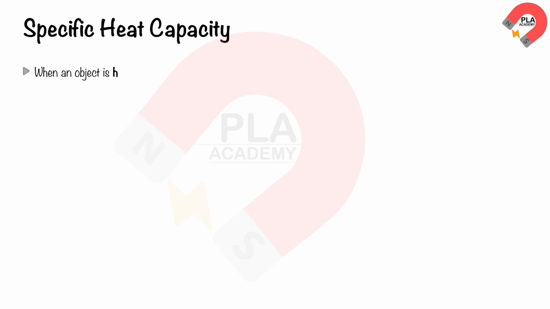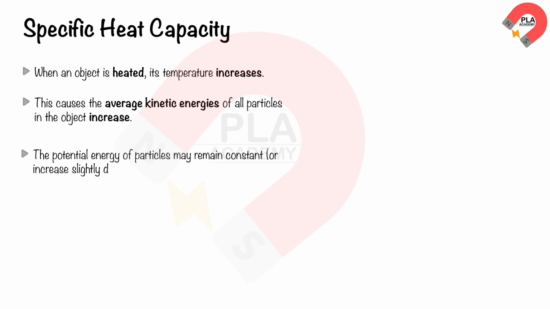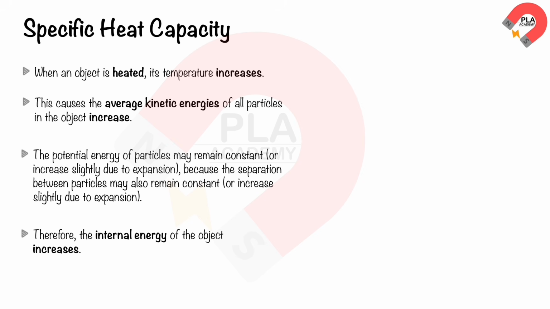When an object is heated, its temperature increases. This causes the average kinetic energies of all particles in the object to increase. The potential energy of particles may remain constant, or increase slightly due to expansion, because the separation between particles may also remain constant, or increase slightly due to expansion. Therefore, the internal energy of the object increases. This internal energy is also known as the thermal or heat energy.